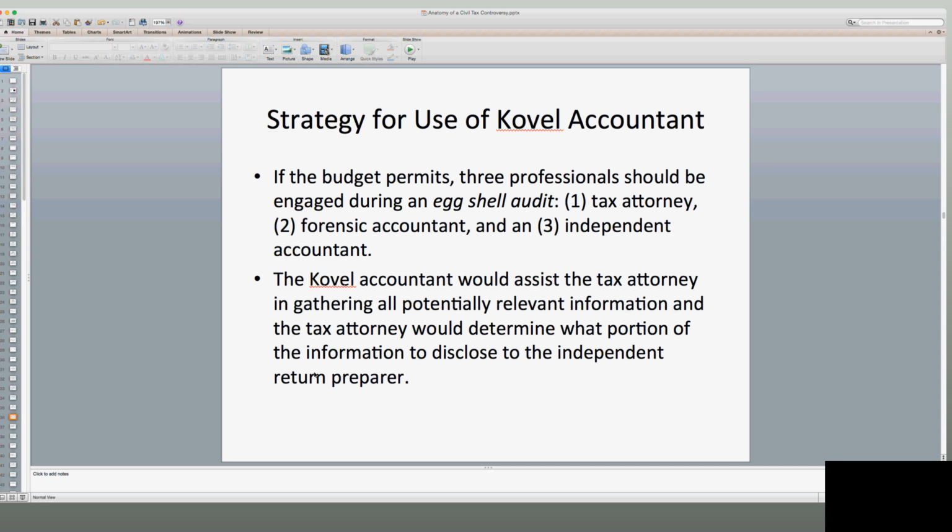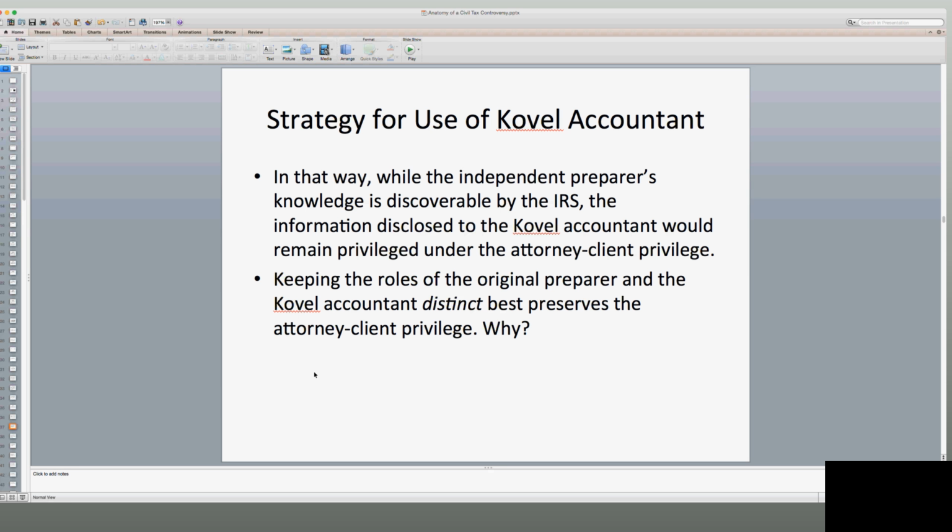So the attorney is pretty much acting as a gatekeeper, so to speak, by reviewing the information and determining what to turn over to the independent return preparer. In that way, while the independent preparer's knowledge is potentially discoverable by the IRS, the information disclosed to the Kovel accountant would remain privileged under the attorney-client privilege. So what we're doing here is keeping the roles of the original preparer and the Kovel accountant separate, and that best preserves the attorney-client privilege.